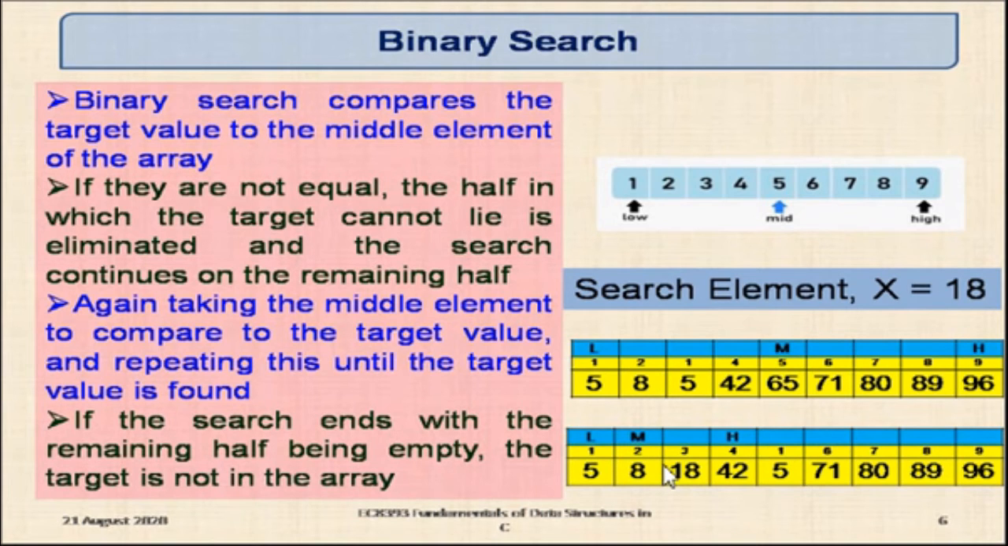All right. Suppose the data we are searching for is not available in the list, what will happen? That is the last statement. If the search ends with the remaining half being empty, the target is not in the array. Okay, it's a very interesting searching algorithm.